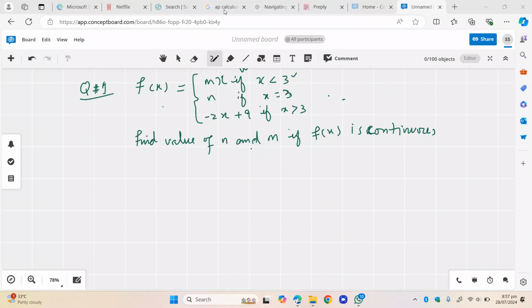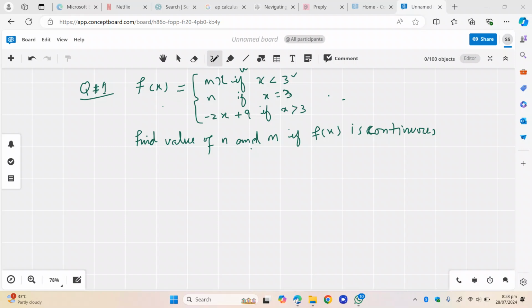Hello students, we have to solve this question. Okay, so a function is given, f of x is equal to mx if x is less than 3, and f of x is equal to n if x is equal to 3, and f of x is equal to minus 2x plus 9 if x is greater than 3.